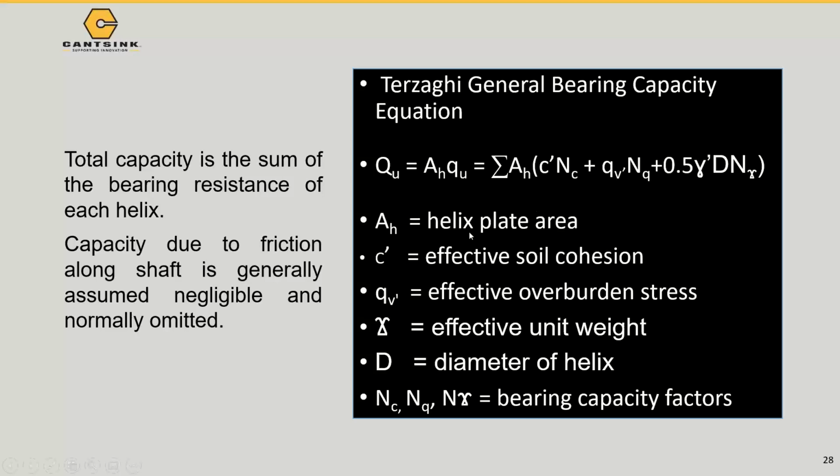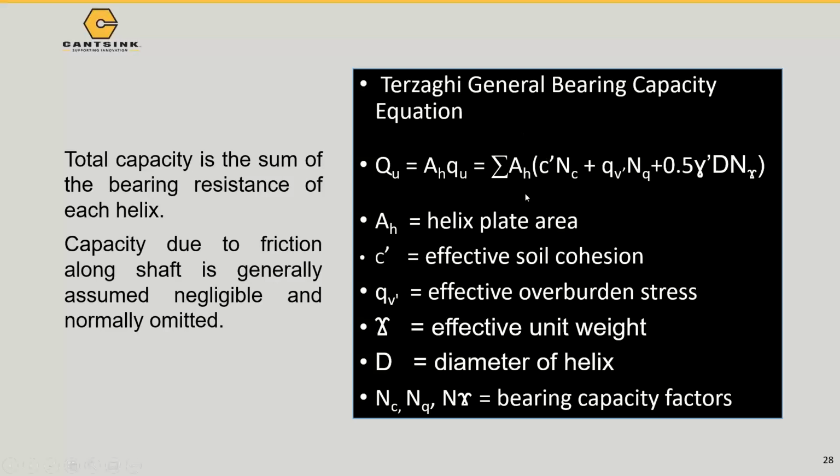And you can see how these terms are defined. Ah, that's the helix plate area. c is the effective cohesion. q is the effective overburden stress at the level of the helix. Gamma is the effective unit weight. D is the diameter of the helix. And of course, Nc, Nq, and N gamma are bearing capacity factors, which you can find in almost any geotechnical engineering book.